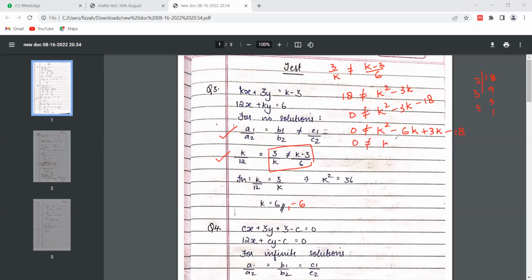So 0 is not equal to k into (k minus 6) plus 3 into (k minus 6), right? So 0 is not equal to (k minus 6) into (k plus 3). So 0 is not equal to k minus 6, right? So that means 6 is not equal to k, or you can say k is not equal to 6. So this value is actually gone. Fine. Right? So the answer is k is equal to minus 6, not positive 6. Is that clear?